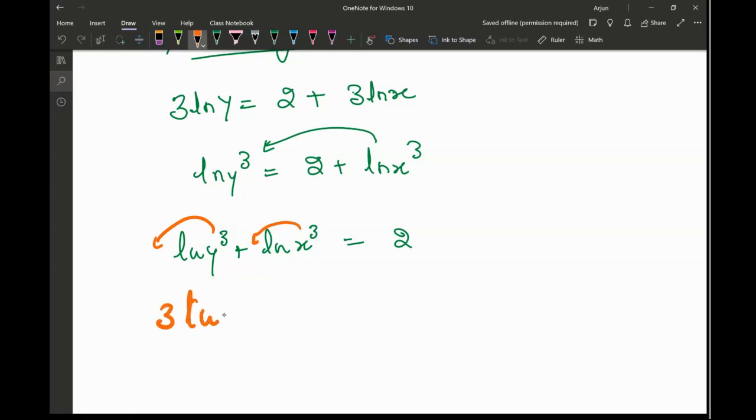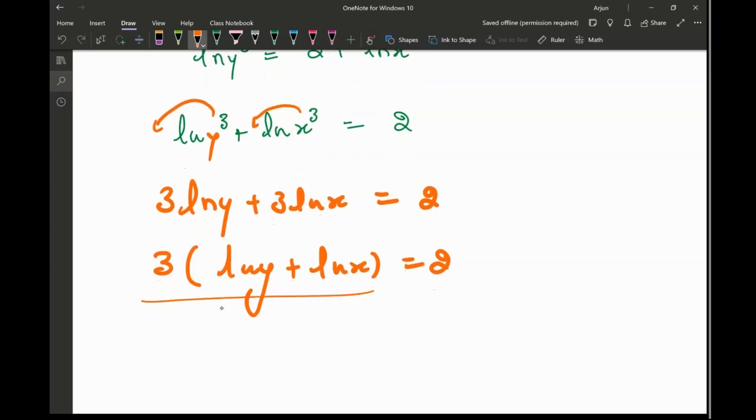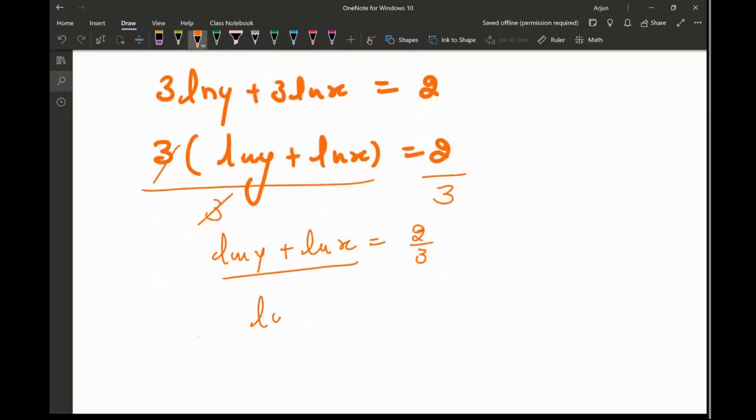So 3 ln of y plus 3 ln of x equal to 2. Now I can take this 3 common, so ln of y plus ln of x equal to 2, and then I can divide both sides by 3, and the 3 cancels out. So ln of y plus ln of x is equal to 2 over 3. And this is ln of y times x equal to 2 upon 3.